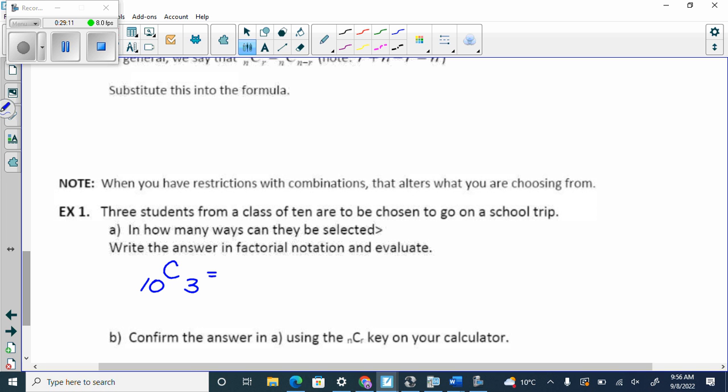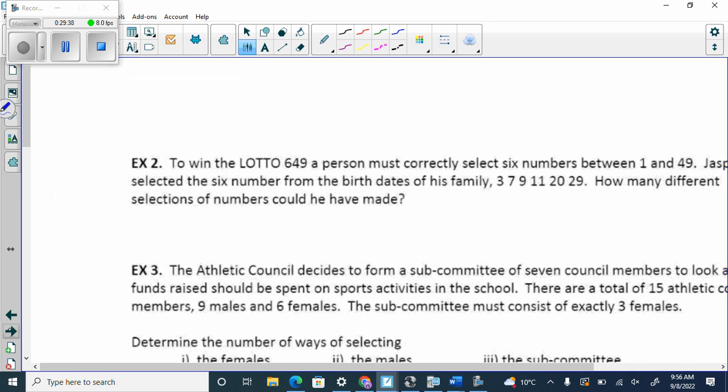Pardon? Now go 10P3 just for fun. Give it order. What's the difference? 720? It's much larger, correct? Because now you're not just picking 3 from 10. You're actually picking the 3 from 10, and then you are actually arranging them because you're giving them jobs, right? So you're getting more. All right. Flip over.